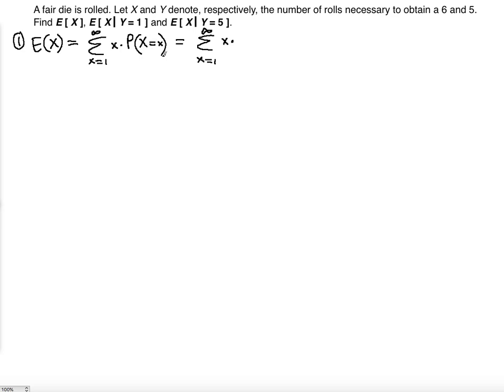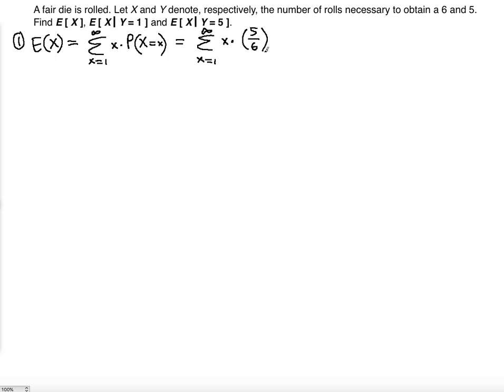Well, we're aiming for the number of rolls necessary to obtain a 6. So the number of rolls will be basically the number of trials necessary for the first success. We know that the probability of a failure, because in a die there are 6 faces, so there are 5 faces that are failures, is 5 over 6.